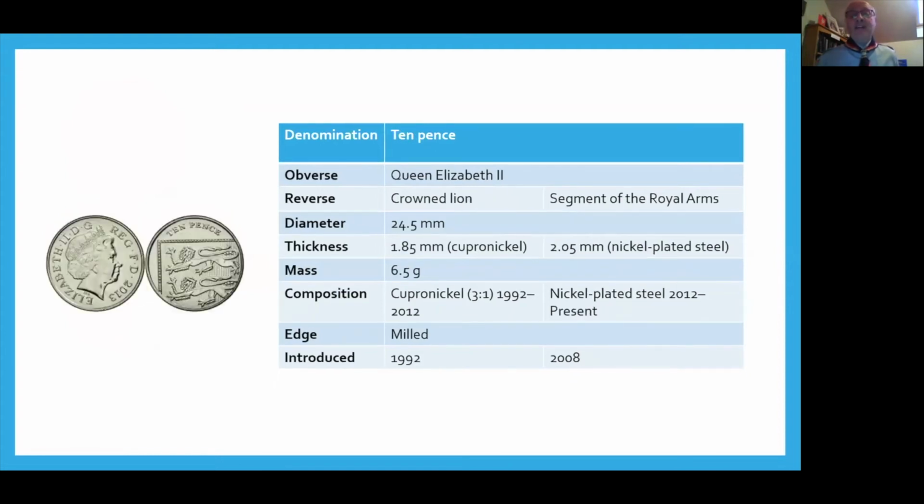This is a 10 pence. On the obverse, that's the heads. Again, the Queen. On the back, you've got the lions, the crowned lions. And those of you that watch football may know the English football team. They're called the Three Lions, aren't they? If you actually remember, it's the symbol.